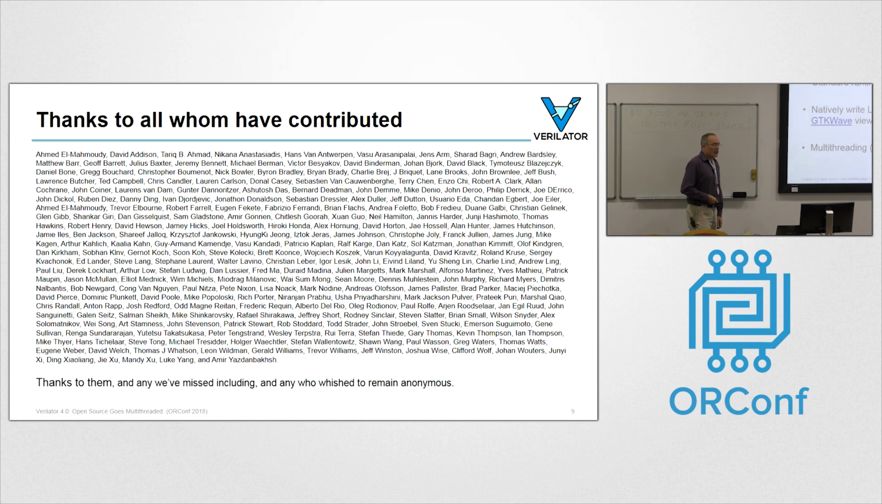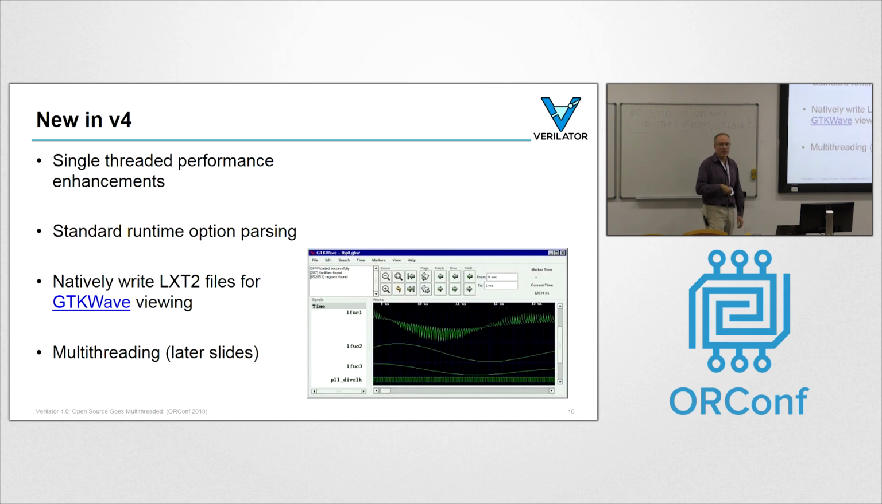One of the changes that was just submitted only about 3 or 4 weeks ago is LXT support. So you now can run GTKWave on it. So that helps some people. There's been a bunch of single-threaded performance improvements. We'll see some of those in a minute. Verilator never used to have any runtime options because it assumed the user code was doing all of that in the C++ class. It now has some standard options to simplify people having to write some of the code they would have otherwise had to write every single time they write a simulator. And then multithreading, which I have a whole section on, which is here.